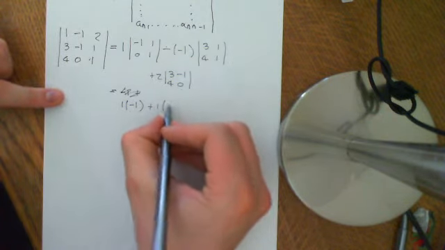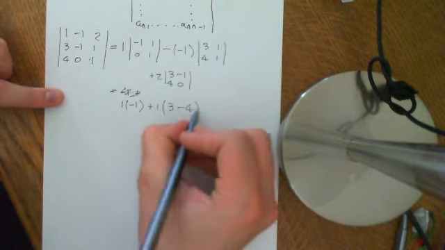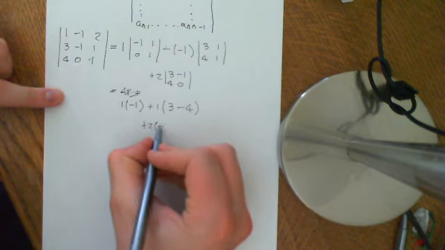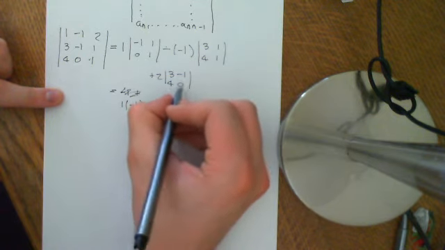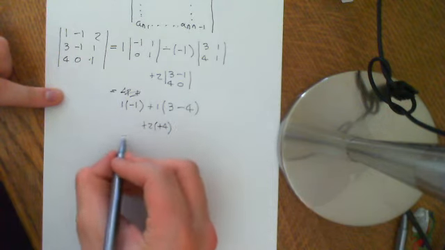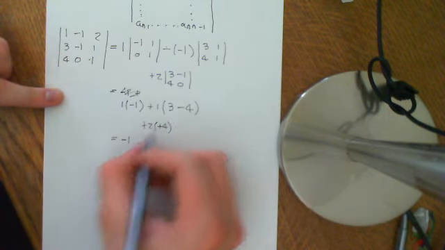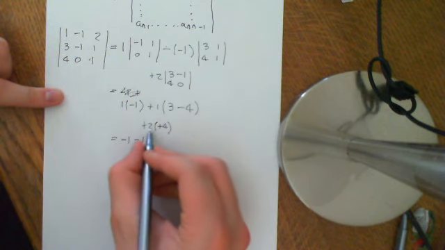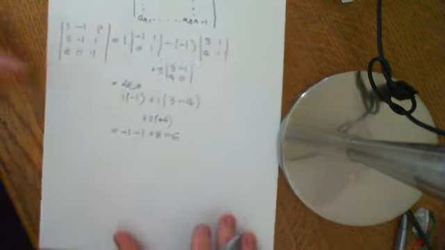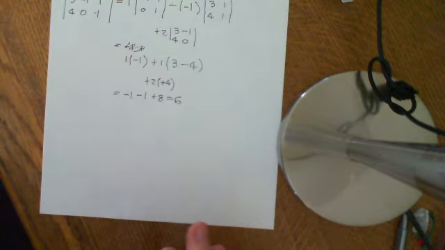The determinant of this is 3 minus 4. And then here we get plus 2, the determinant of this is plus 4, because you would have 3 times 0 minus 1 times 4, which makes plus 4. Okay, so you'd get that the determinant is minus 1, this would be minus 1 here, so you get another minus 1, and then here you get plus 8, which is overall equal to 6. So that's how you would calculate the determinant of a 3x3 matrix.